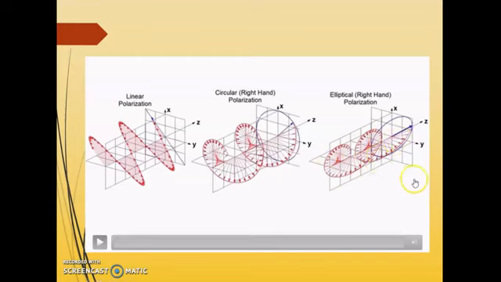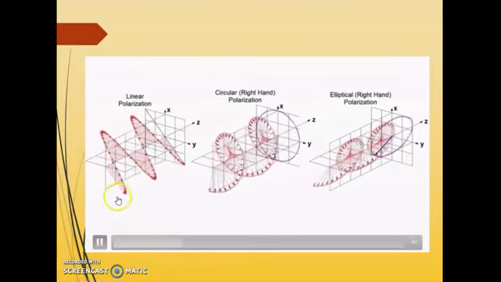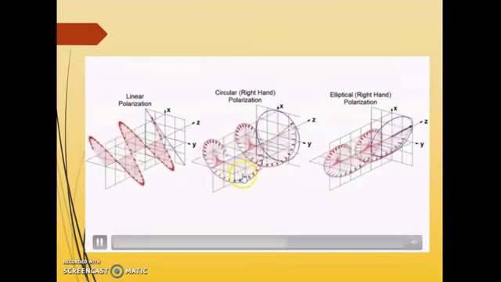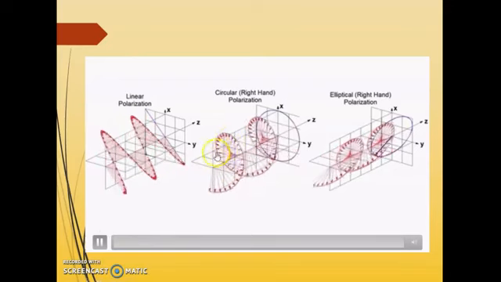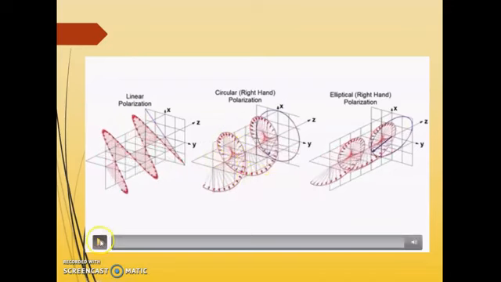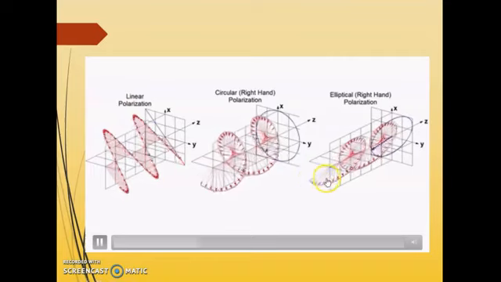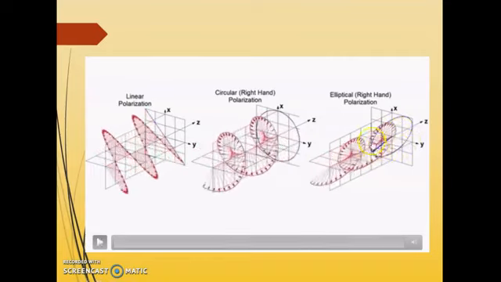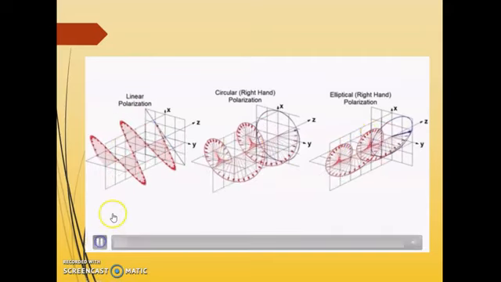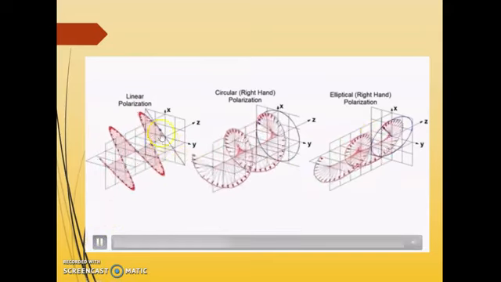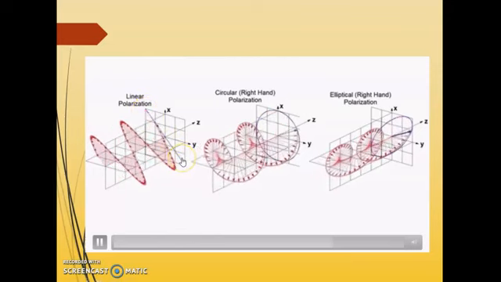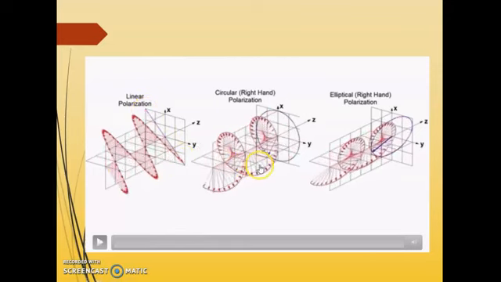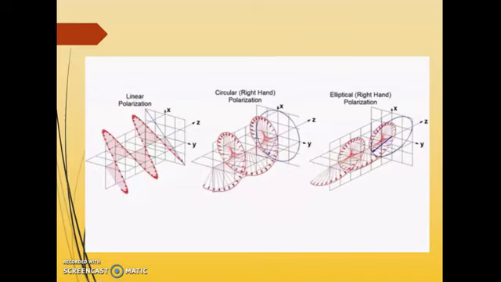Let's play it to get a clearer understanding. Can you see that? Over here, the orientation is changing continuously, but not the magnitude. And here, both magnitude and orientation are changing. And here, only my magnitude is changing, not the orientation. So these are the three cases of linear, circular and elliptical polarization.